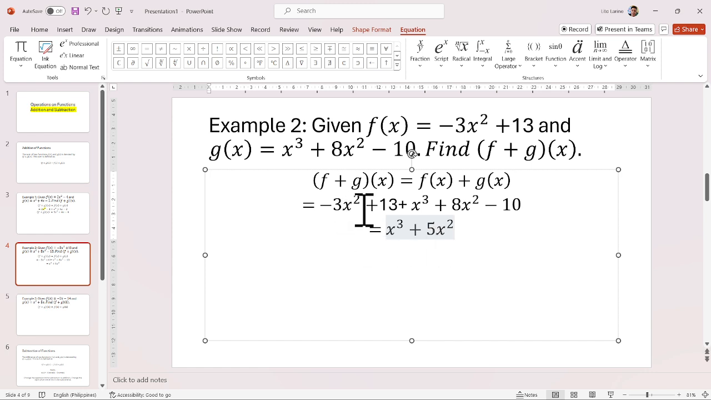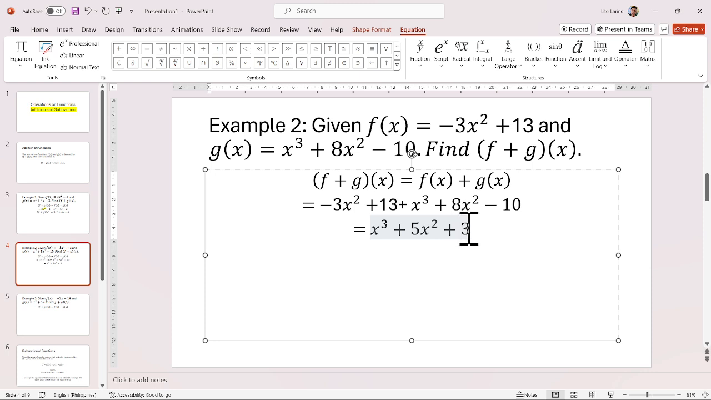So we have negative 3 plus 8. We are adding unlike signed integers. We subtract. 8 minus 3 is 5. And which is bigger? 8. What is the sign of 8? It's positive. Thus, we have plus 5, then copy x squared. And next, we will proceed with the terms that have x. But in this case, there are no terms that have variable x. Thus, we'll proceed with the constant terms, 13 and negative 10, or 13 minus 10, we have positive 3.